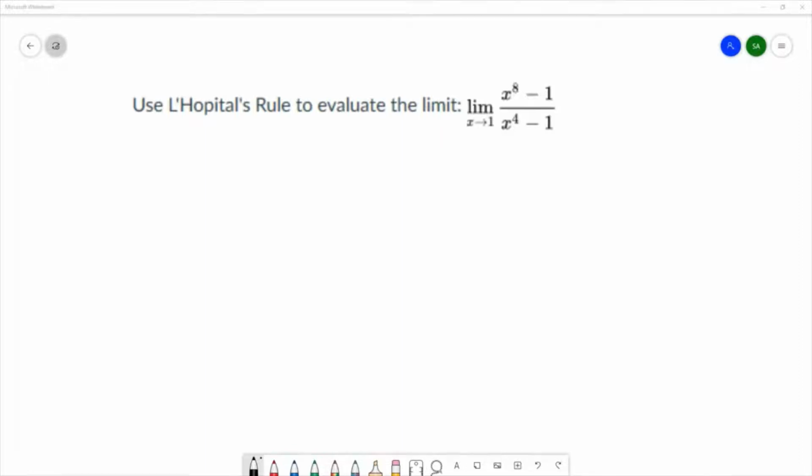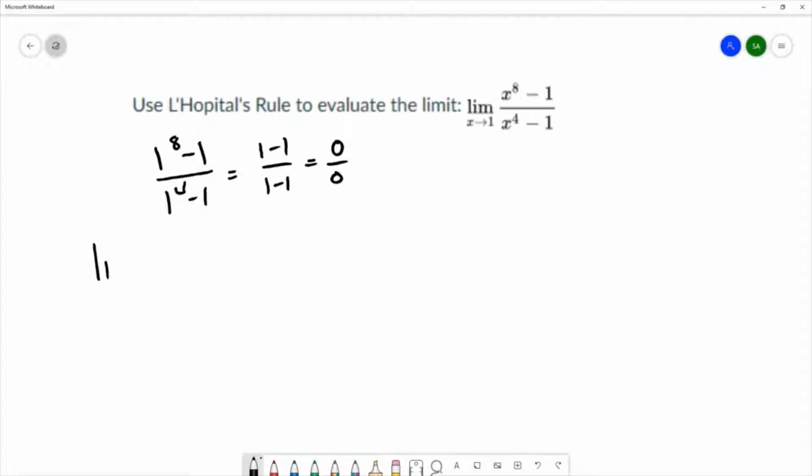Okay, we're going to use L'Hopital's rule to evaluate this limit. Before we can use L'Hopital's rule, we have to make sure that when we use direct substitution, we get one of our indeterminate forms. So with direct substitution, we would get 1 to the 8th minus 1 over 1 to the 4th minus 1. That's 1 minus 1 over 1 minus 1, and that's 0 over 0. So because we got our indeterminate form of 0 over 0, we're allowed to apply L'Hopital's rule to this limit.